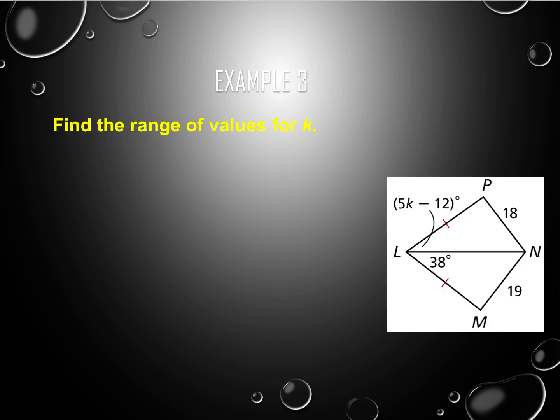All right, looking at the last example, it says find the range of values for k. So that means I have to have a range of numbers. So if I'm looking at this, again, I need to determine my sides that are congruent. They're giving me LP and LM. And then I know my reflexive side is going to be the same for both triangles. Looking at the side measures, I have 18, I have 19. That's going to help me determine which angle is greater. Which angle is greater? Is it 5k minus 12 or 38? Which one's greater? Yeah. 38.